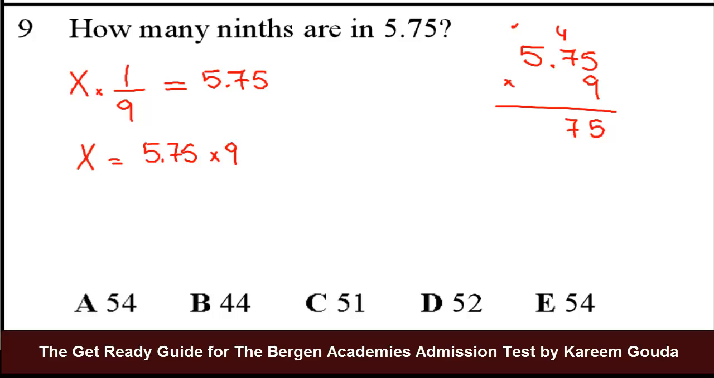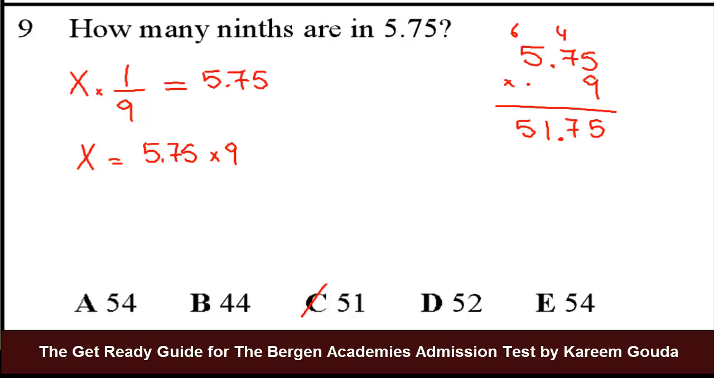So 7, we have a 6. 9 times 5 is 45. 45 plus 6 is 51. So you have 5175. But remember, there was a decimal, so it goes down here. So 51.75. Now, wait a minute. Is the answer C then, or should we round it to 52 and make it D? No, the answer is C.